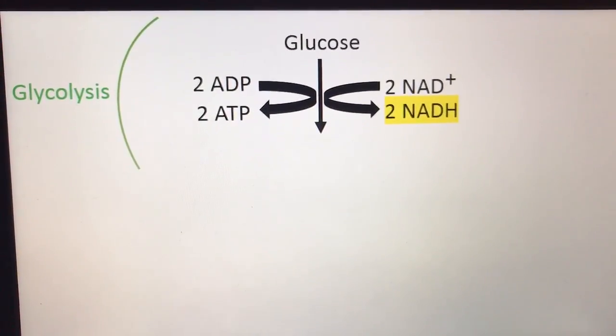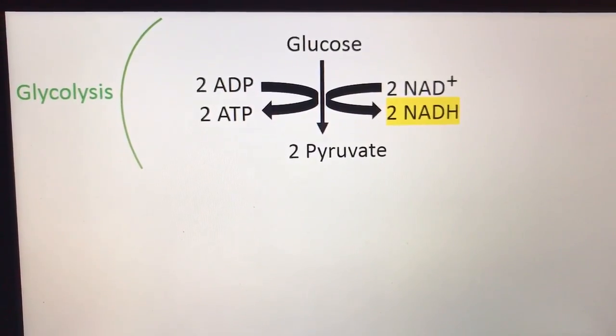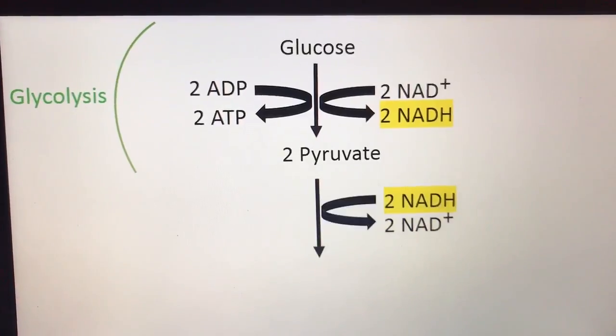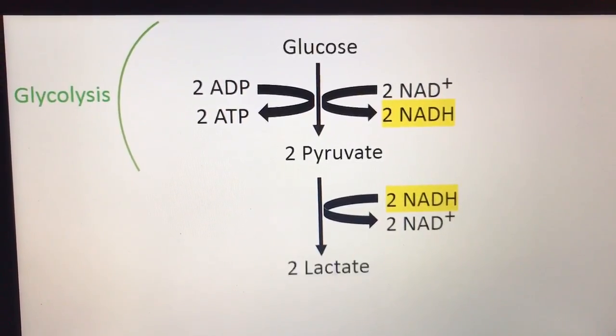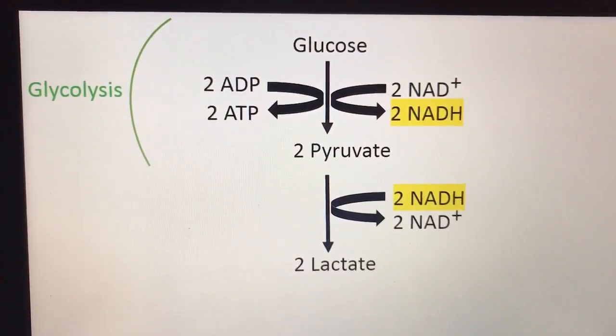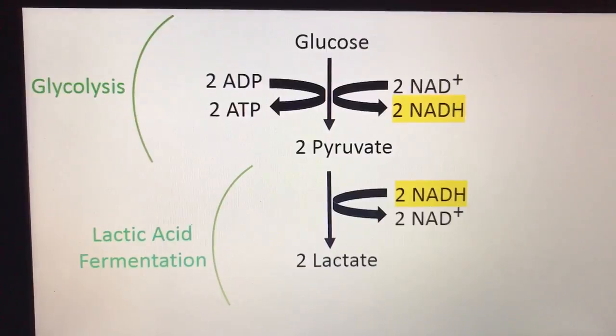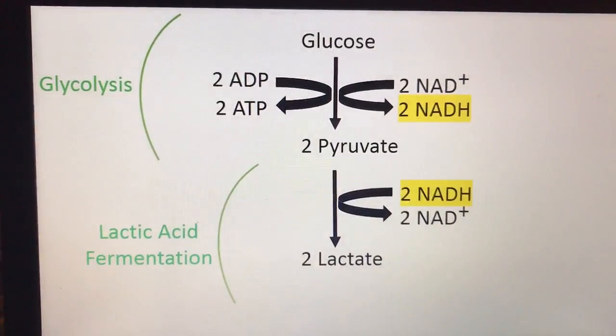Glucose again is broken down through the process of glycolysis to pyruvate, where it nets 2 ATP. Then pyruvate is broken down to lactate, and it does this by taking the energy that was stored in NADH, and this process is called lactic acid fermentation.